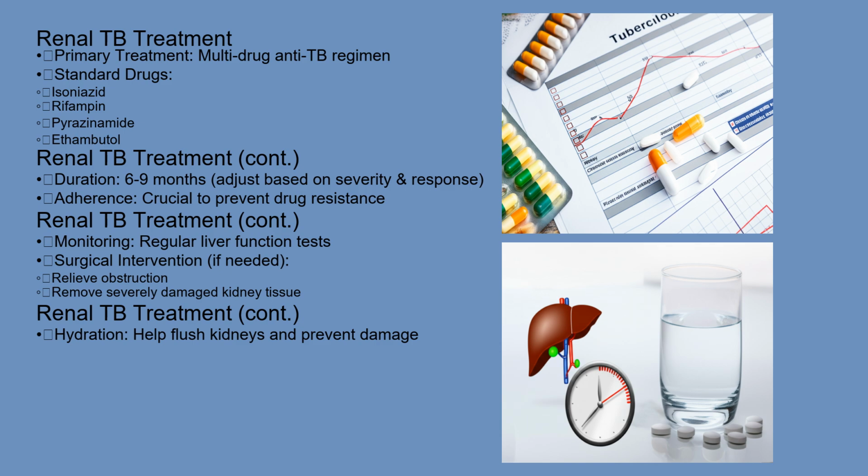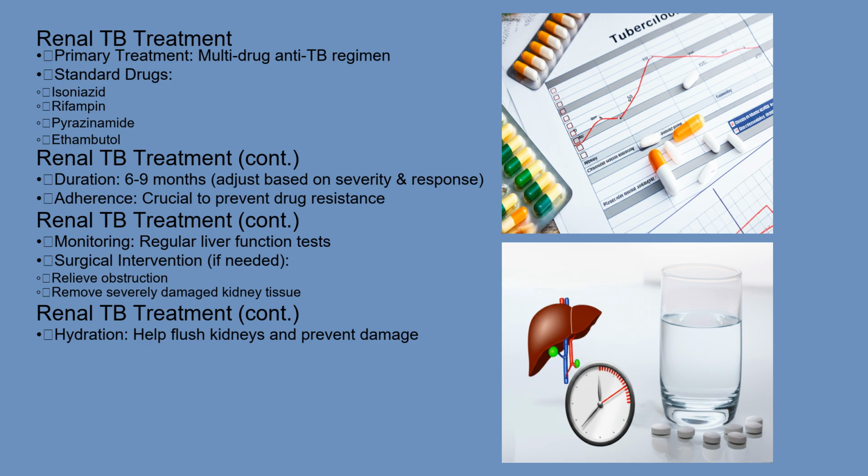The treatment of renal TB primarily involves a multi-drug regimen of anti-tuberculosis medications. The standard treatment typically includes a combination of drugs such as isoniazid, rifampin, pyrazinamide, and ethambutol. These drugs are usually taken for a period of 6 to 9 months, depending on the severity of the infection and the patient's response to treatment. It's crucial to adhere strictly to the prescribed medication regimen to prevent the development of drug-resistant TB. Regular monitoring of liver function is necessary, as some anti-TB drugs can cause liver damage.